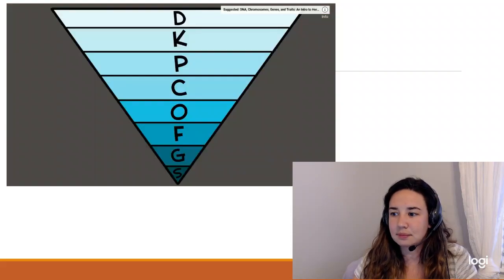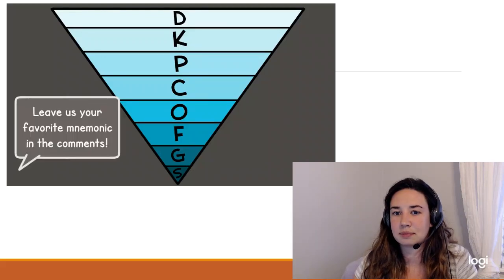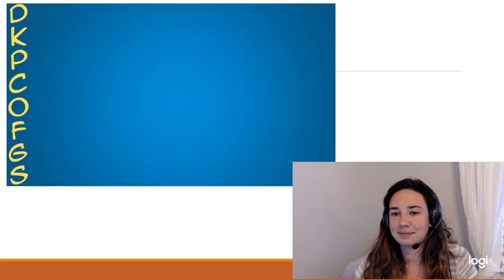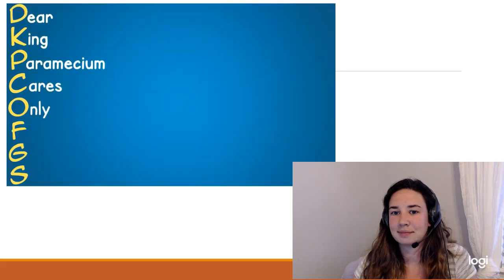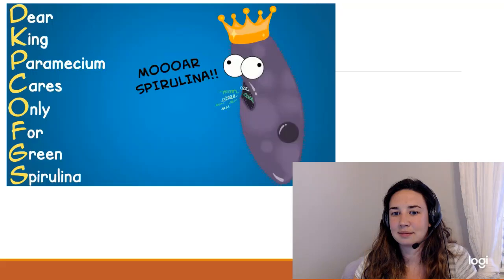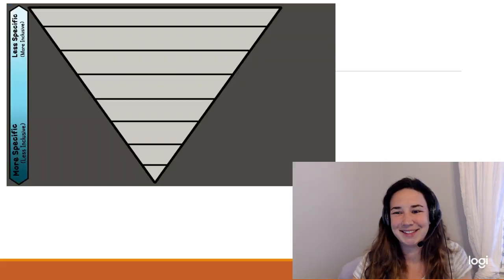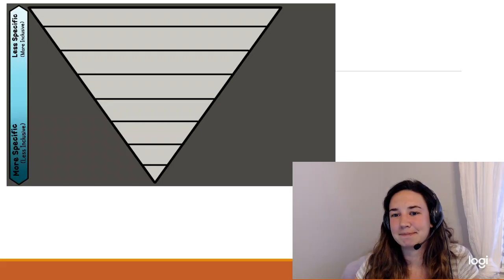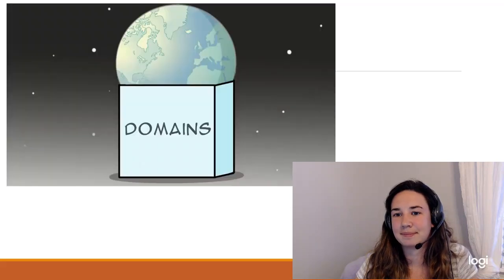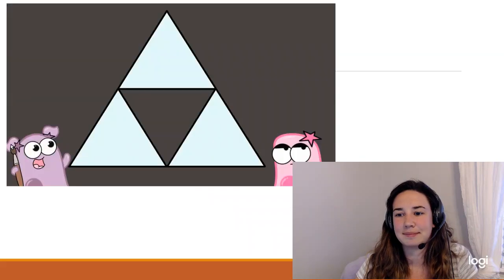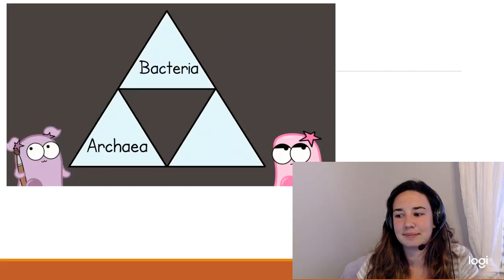So first, let's look at an awesome hierarchy system mnemonic. There's a lot of great ones that you can find that people have shared online. We'd also love to share ours. Dear King Paramecium cares only for green spirulina, but we sort of have a thing for protists, and we realize that might not be as memorable. So let's take a look at each group of this hierarchy, starting with one of the most inclusive groups, domains. Domains. It's so awesome that all of life will fit into them. So there are 3 domains, bacteria, archaea, and eukarya.